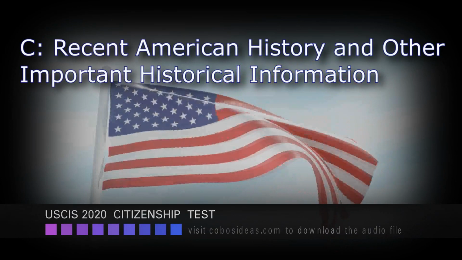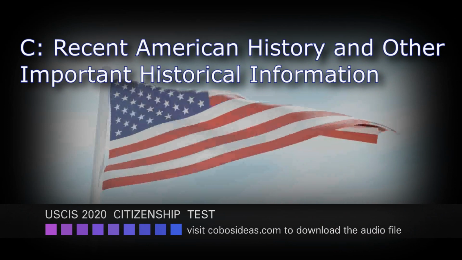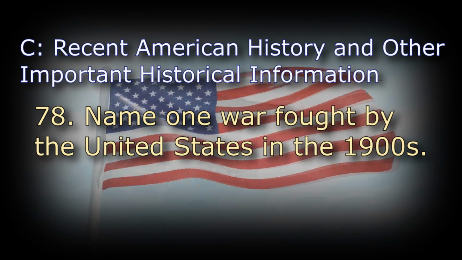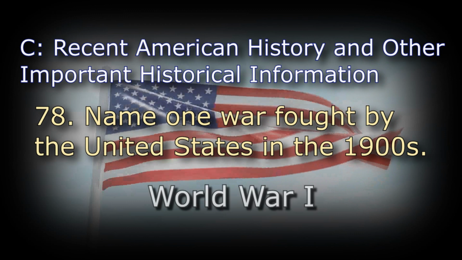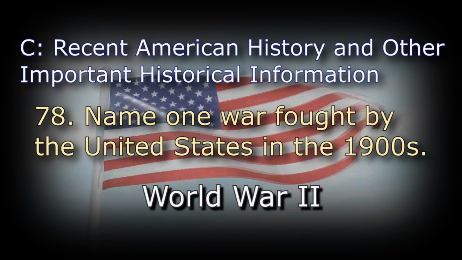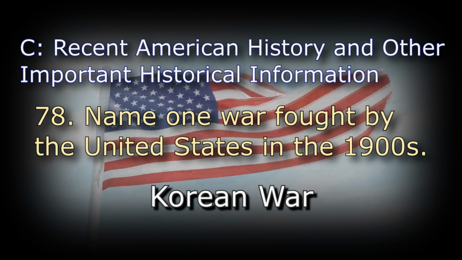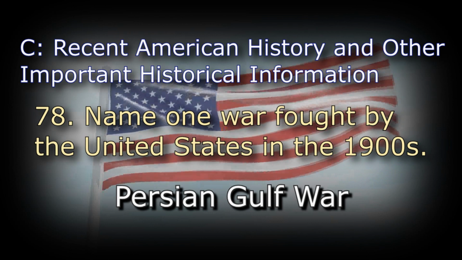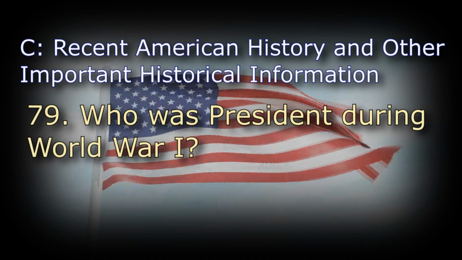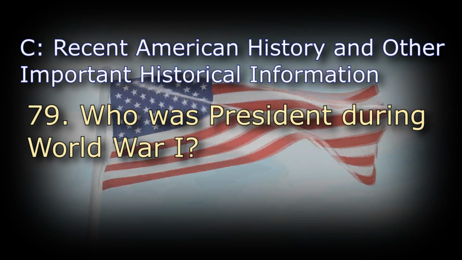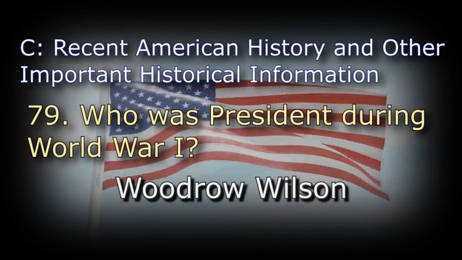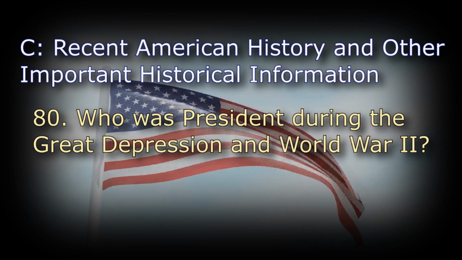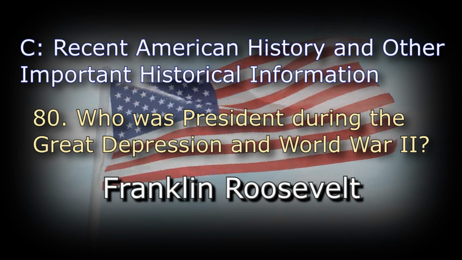C. Recent American history and other important historical information. 78. Name one war fought by the United States in the 1900s. World War I. World War II. Korean War. Vietnam War. Persian Gulf War. 79. Who was president during World War I? Woodrow Wilson. 80. Who was president during the Great Depression and World War II? Franklin Roosevelt.